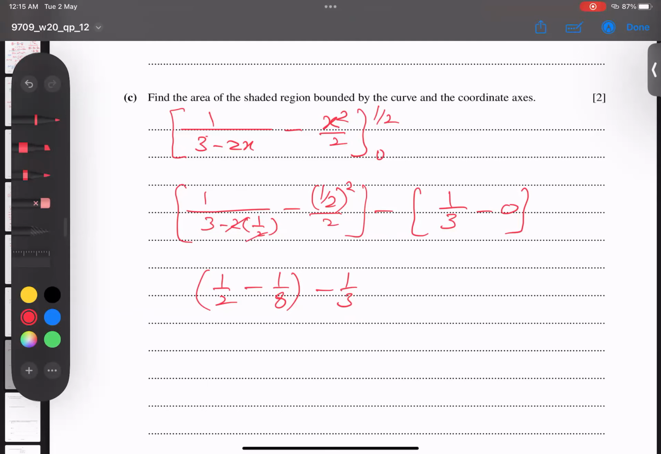So I hope it is clear. The answer is coming 1 over 24 because we are looking for area. So right here, unit squared. I hope the concept is very clear.